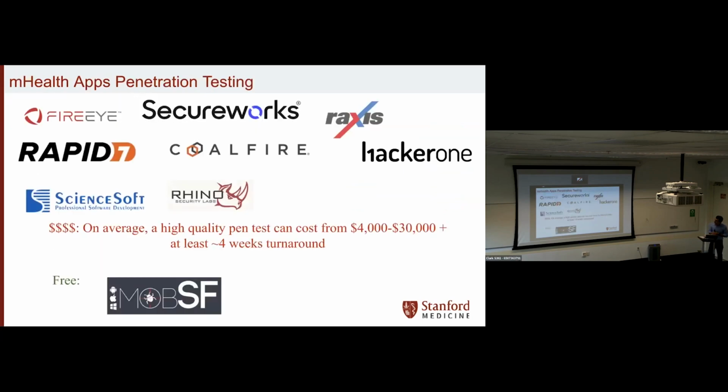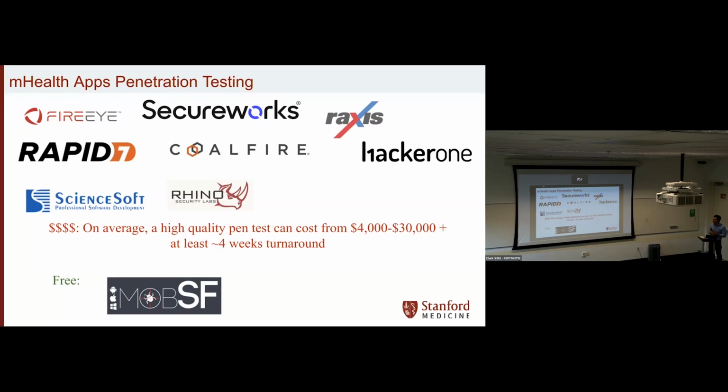So in terms of penetration testing for mobile health applications, there are different frameworks that you can use. These are some of the examples, but most of them would charge you thousands, and it would be a time-consuming process as well, because you need to make sure about the criteria of the testing with that company and so on. But one of the most common and best penetration testing frameworks, which is also suggested by the OWASP security guideline, is Mobile Security Framework, which is free and open source.